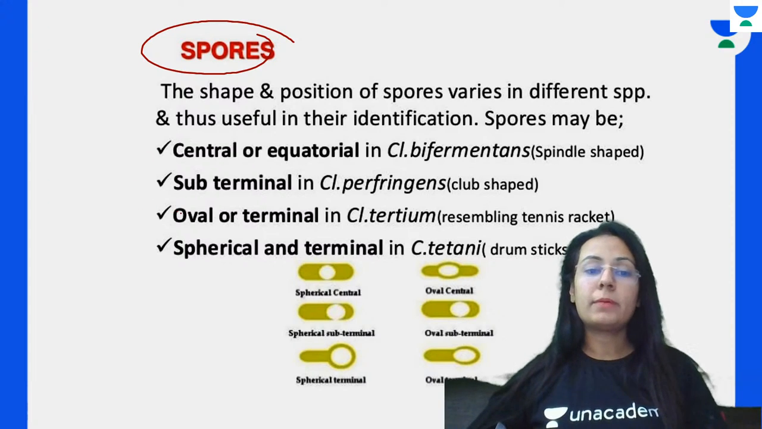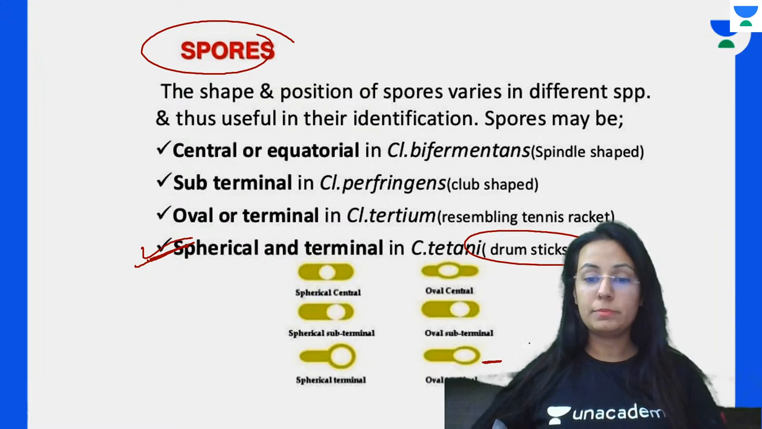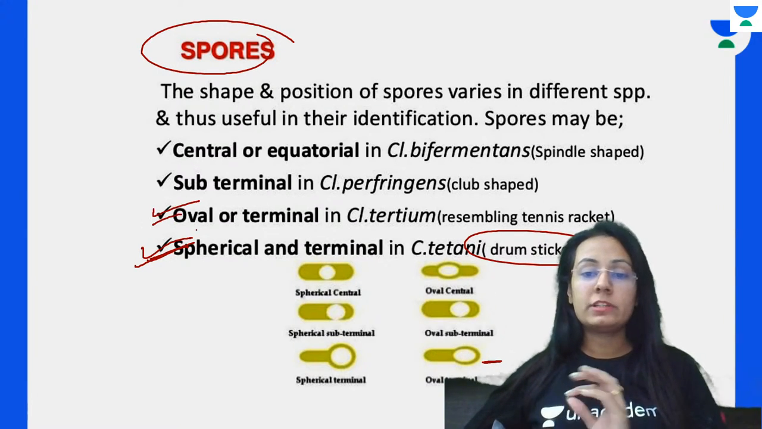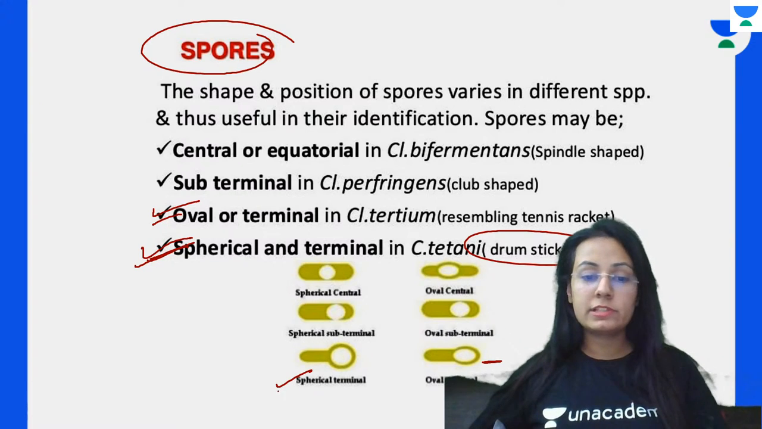Now, spores we have talked about. Most important to remember is the terminal spores, which are circular or spherical, giving the drumstick appearance that is present in Clostridium tetani. Another is resembling the tennis racket. You can see this is the tennis racket appearance.